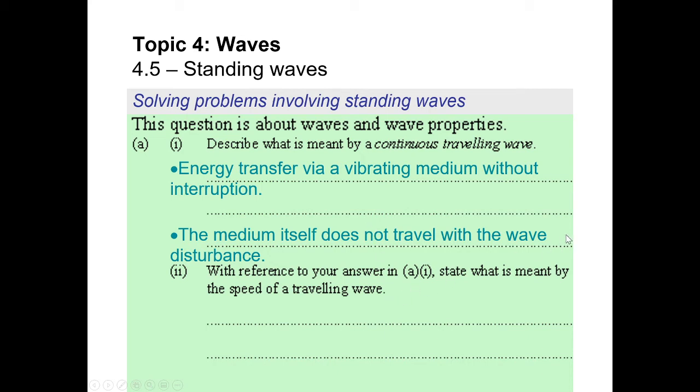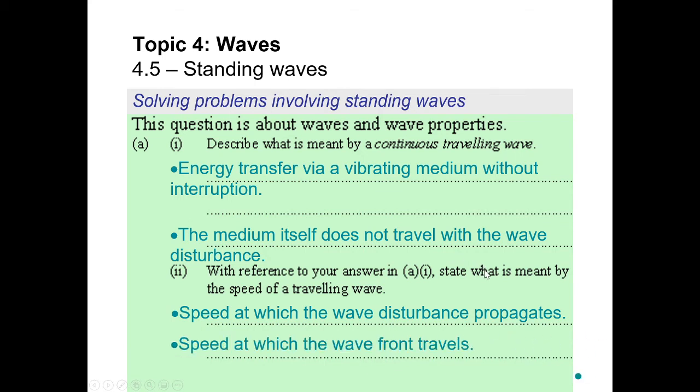Part 2. With reference to your answer in AI, state what is meant by the speed of a traveling wave. Okay, well, the speed of a traveling wave, it depends what you consider to be the front of the wave. If you call it the wavefront, then that could be the speed that the wavefront is propagating through space. There's a couple ways we can define the speed of a traveling wave. Okay, so the speed at which the wave disturbance propagates, the speed at which the wavefront travels, or the speed at which energy is transferred. All of those work.